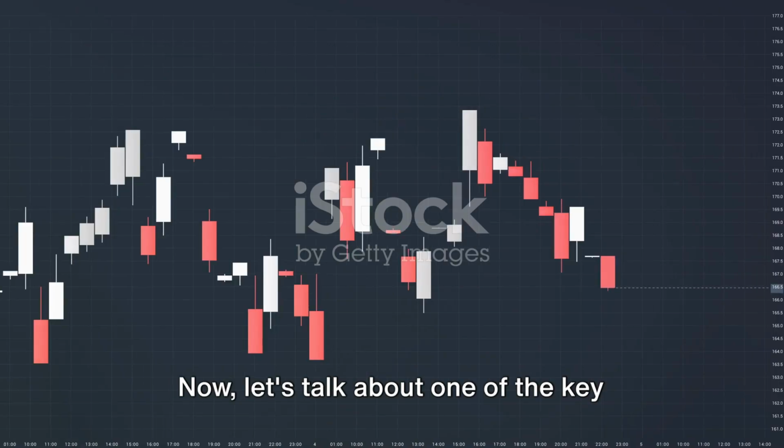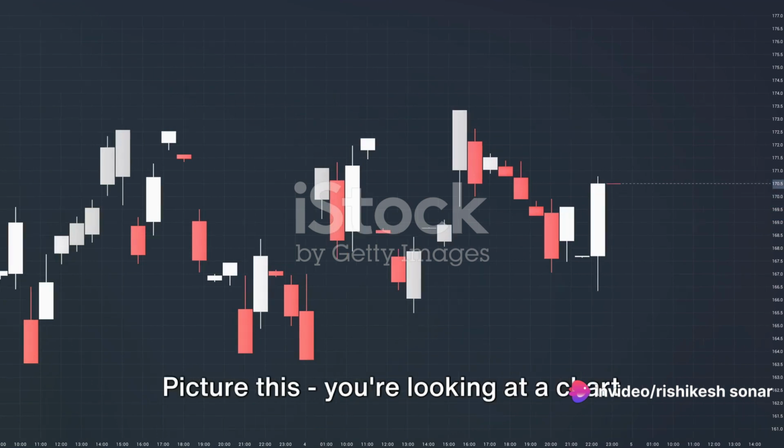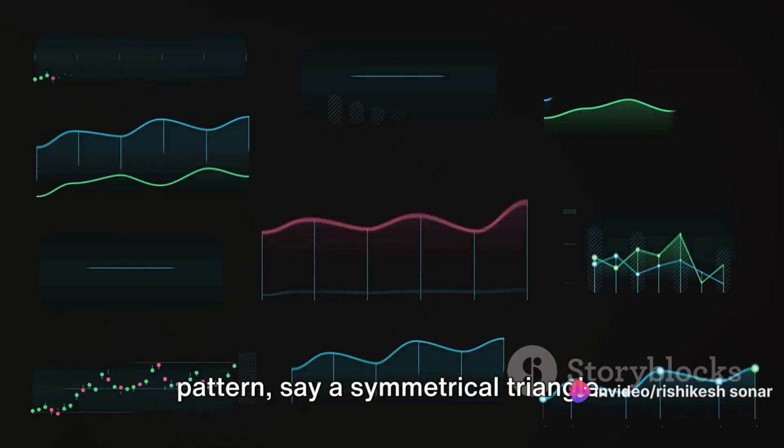Now, let's talk about one of the key concepts in trading with chart patterns, the breakout. Picture this, you're looking at a chart pattern, say a symmetrical triangle.